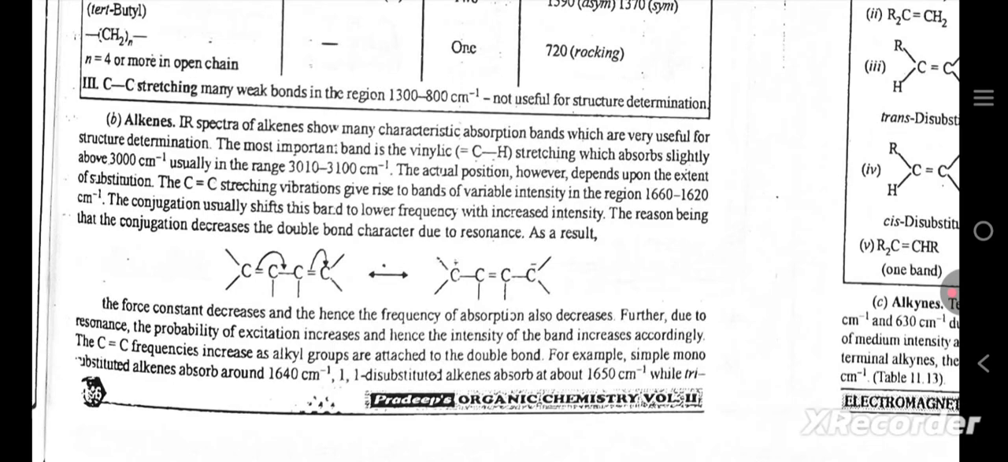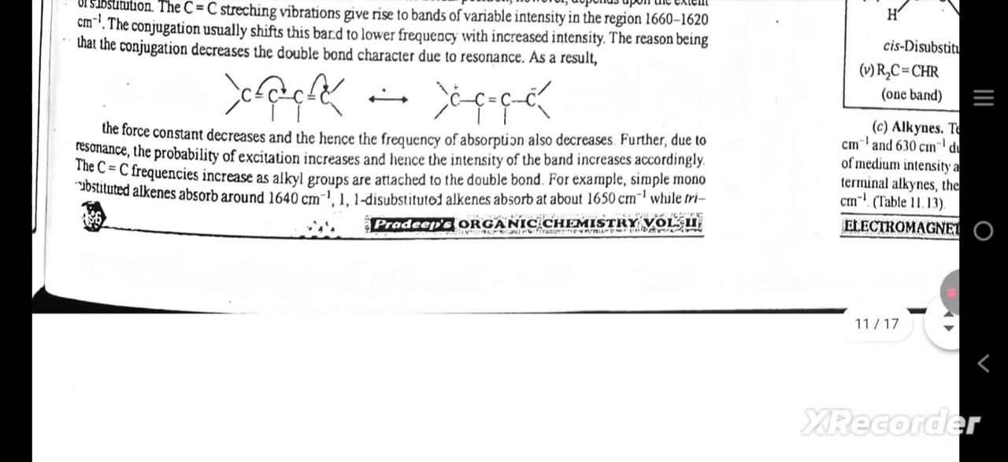The reason being that conjugation decreases the double bond character due to resonance. As a result, the force constant decreases and hence the frequency of absorption also decreases. Further, due to resonance, the probability of excitation increases and hence the intensity of the band increases accordingly. The C=C frequency increases as alkyl groups are attached to the double bond. For example, simple monosubstituted alkenes absorb around 1640 cm⁻¹.